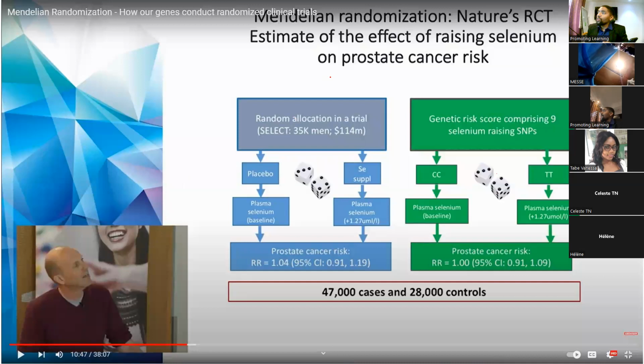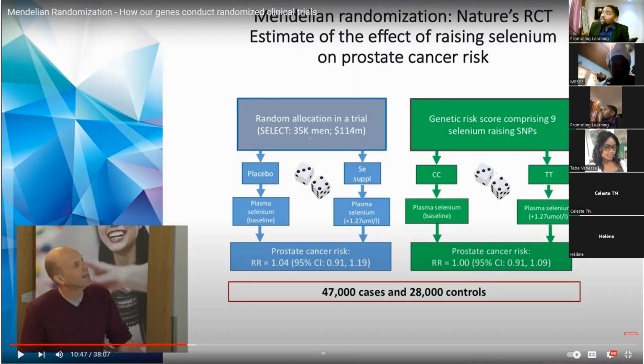So this is an example of what a Mendelian randomization study could achieve. This is a slide I just snipped from YouTube. You can go and watch this video. It's just about 38 minutes: Mendelian randomization, how our genes conduct randomized clinical trials.